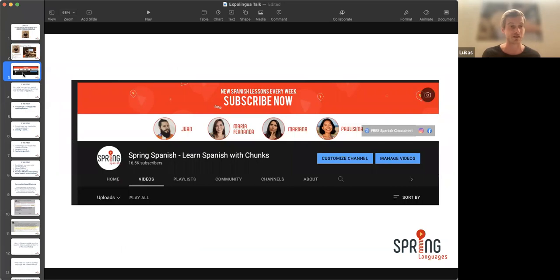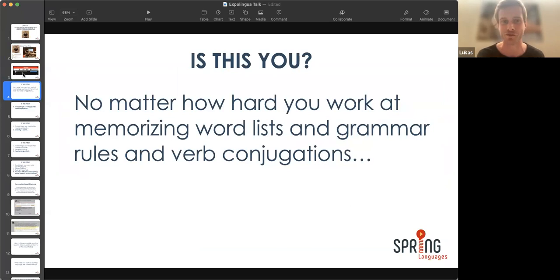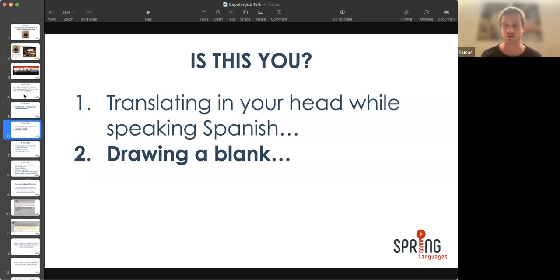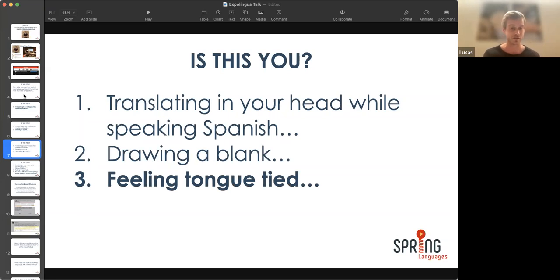And just to make sure that you're in the right place and that this session will be useful for you, I think it will be if you recognize the following statements. If you're learning Spanish, but no matter how hard you work on memorizing word lists and grammar rules, and then maybe learning all the verb conjugations, which is especially challenging in Spanish, right? No matter how much time you spend on that, whenever you end up in a conversation, you still feel like you're translating in your head, word for word from your mother tongue, when you're speaking Spanish. Maybe you also feel like you draw a blank all the time and that you just forget everything you've learned. Maybe you feel tongue-tied, something that a lot of people feel as well.